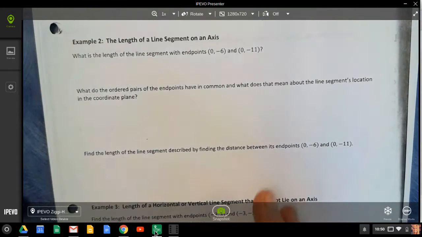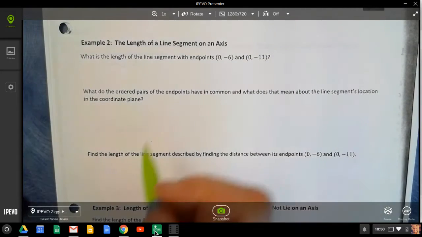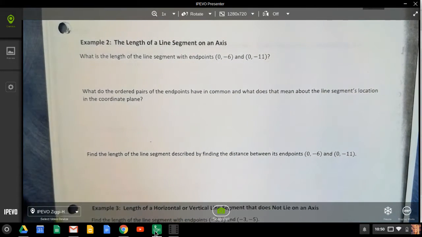And it says here, make sure you're always looking for the coordinates that are different. So you want to make sure when you're looking at two ordered pairs, you're looking for the ones that are different. So you want to look for the same coordinate, so y and y, or x and x, but make sure the ones that are different.